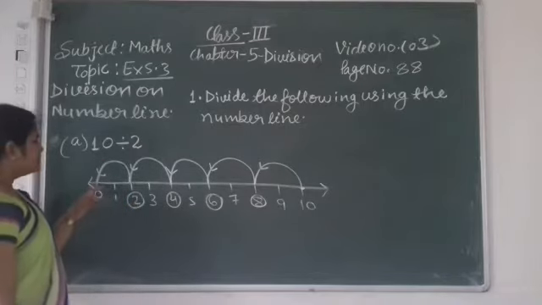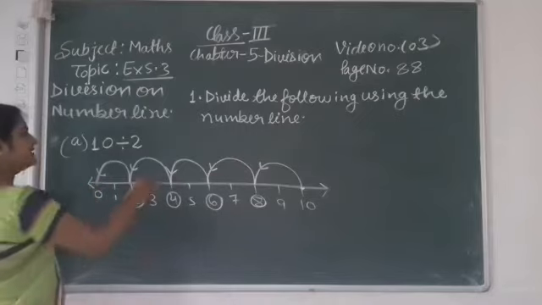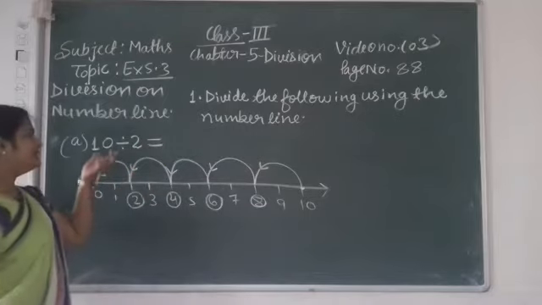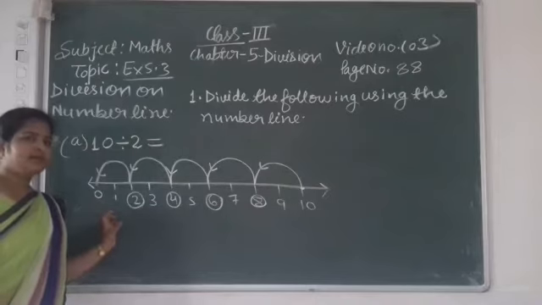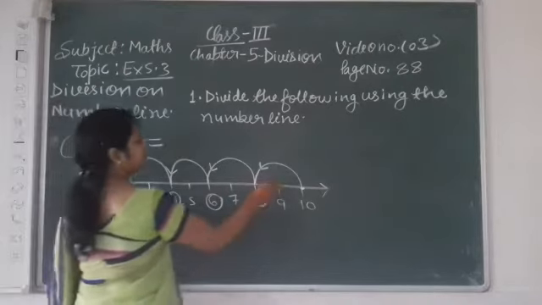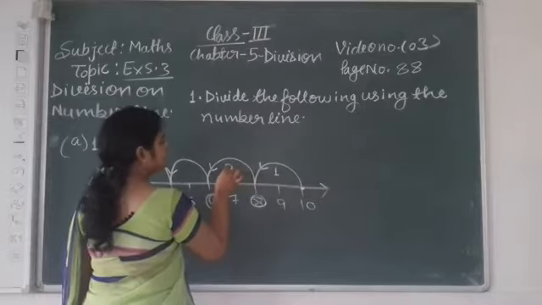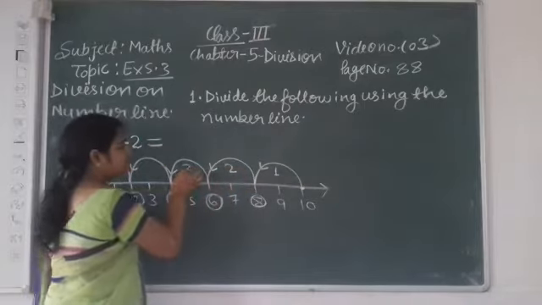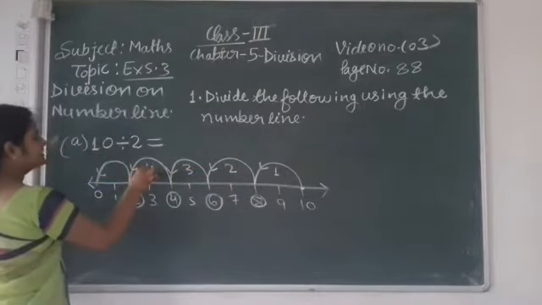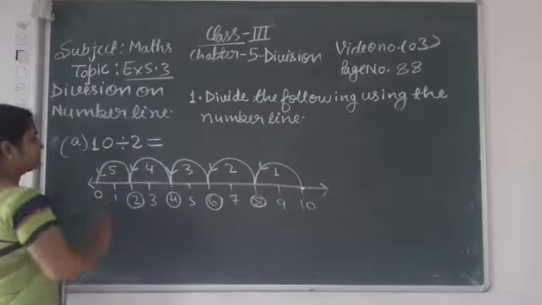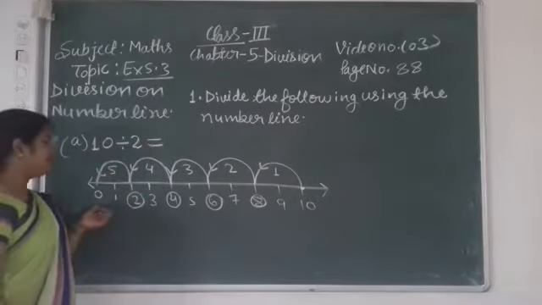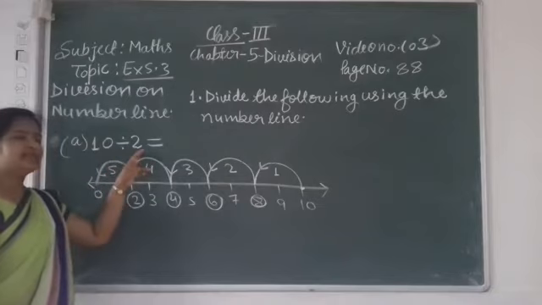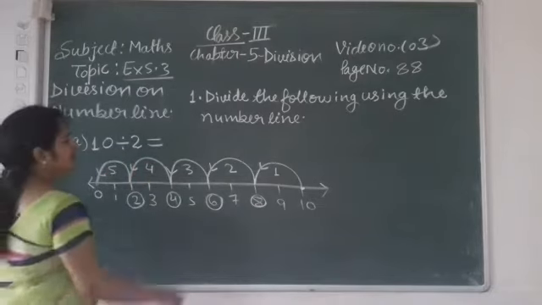Okay. Now, for finding the answer to 10 divided by 2, we will count the number of jumps. So let us count: the first jump, second jump, third jump, fourth jump and fifth jump. It means in 5 jumps we reach 0. So 10 divided by 2 is equal to 5.